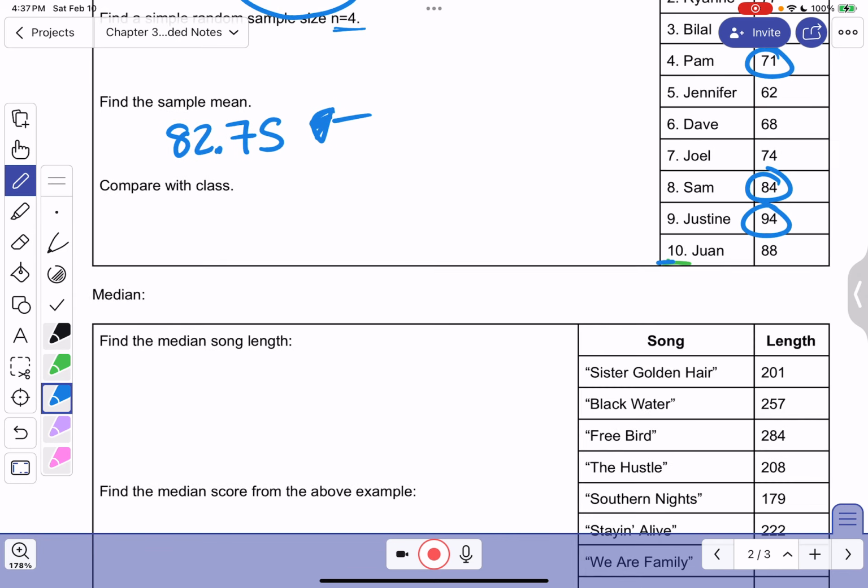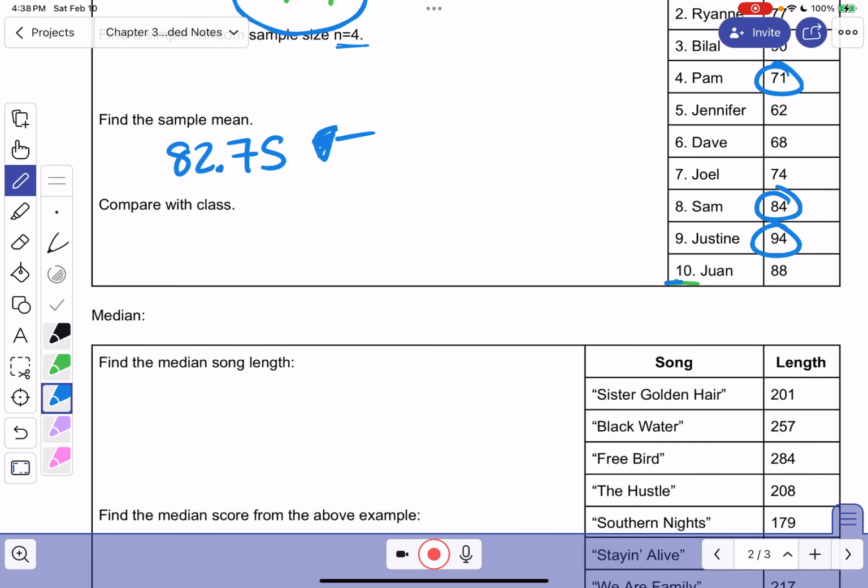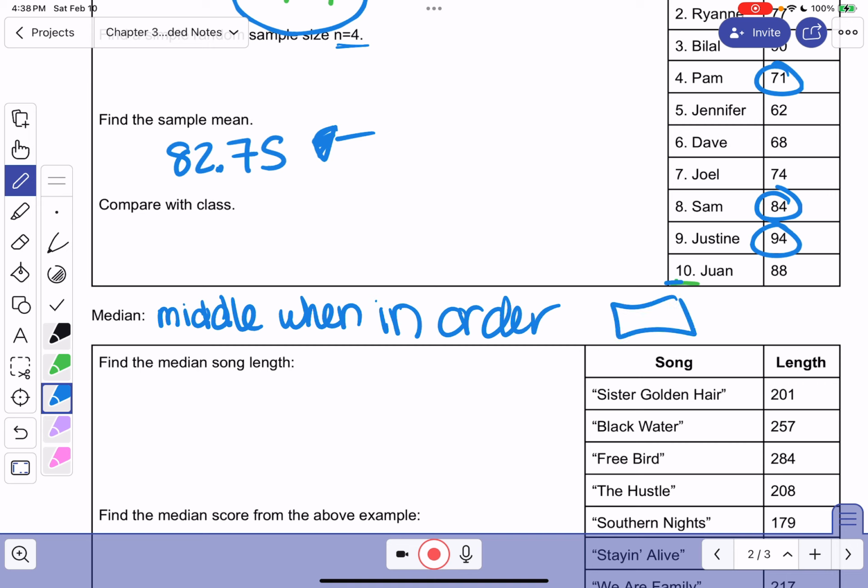Another type of middle is the median. When you put the numbers in order, the median is the actual middle value. If you have an even number of data points, you'll end up with 2 in the middle. You add those 2 up and divide by 2. It's the average of those 2. If it's an odd number, you just take that middle value.